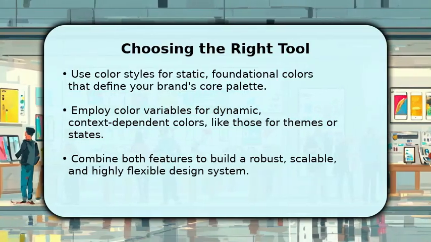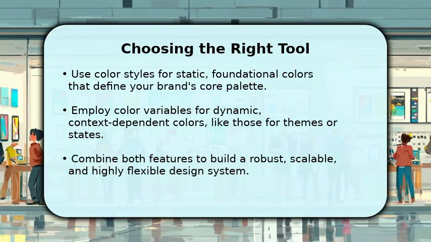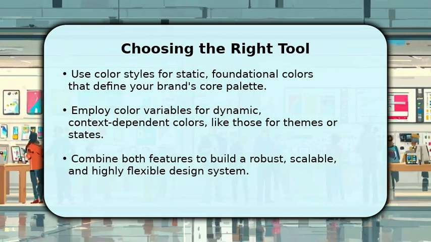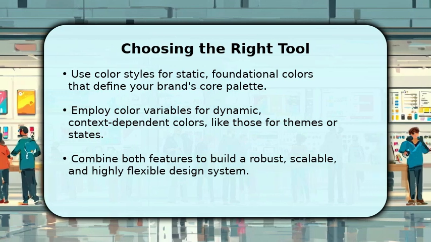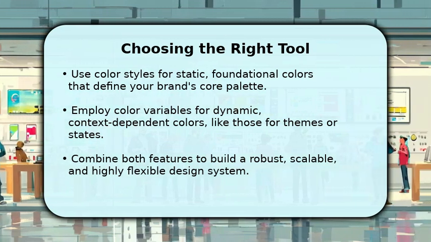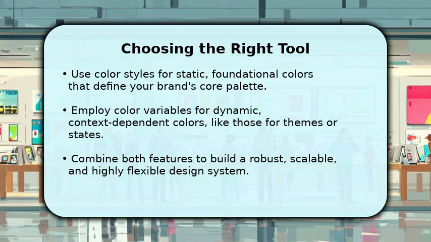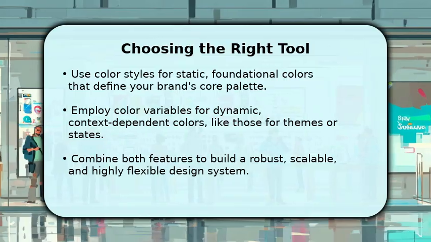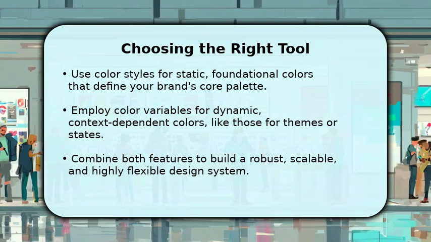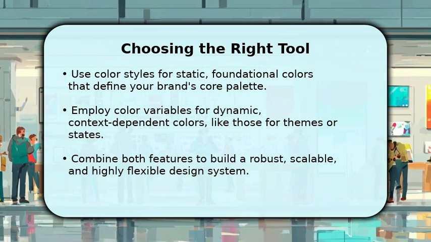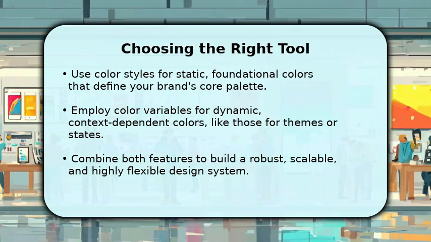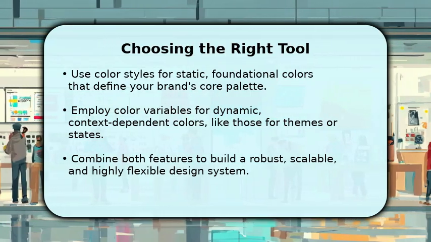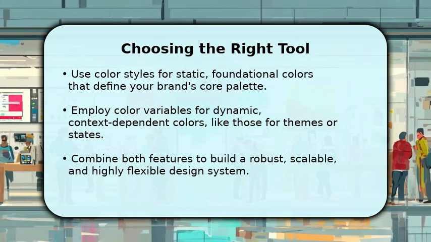So when should you use which? For static, foundational colors that represent your brand's core identity, stick with color styles. They are simple, effective, and ensure visual consistency across hundreds of elements. However, for dynamic scenarios like light and dark modes, or when colors need to adapt based on specific conditions, color variables are the superior choice. The most powerful approach is often to combine both. Use styles for your base palette, and then leverage variables to build dynamic themes on top of those styles, creating a truly adaptable and future-proof design system.